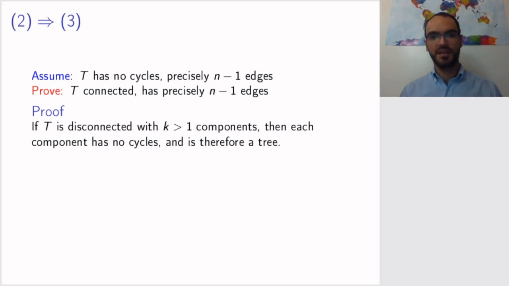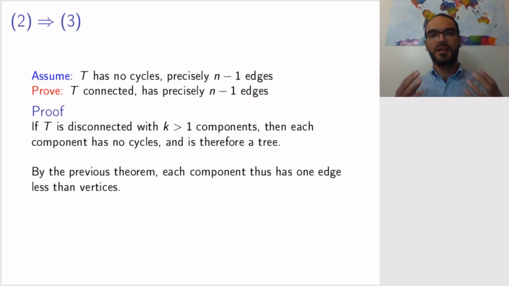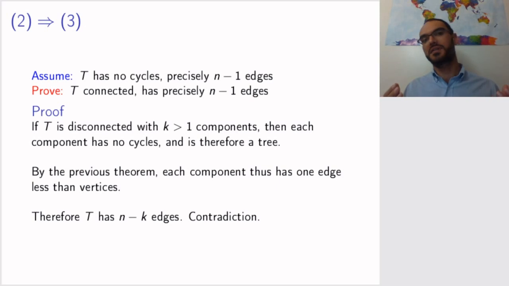If it is disconnected, it will have more than one component. Each component will have no cycles. So since now we have connected components, each component has no cycles, each component is a tree. Our graph is a forest. Since each component is a tree, the number of edges in each component is the number of vertices in that component minus 1. So we have an edge deficit of 1 in each component, meaning that in k components we will have a total edge deficit of k. Each component is missing 1 edge compared to the number of vertices, so k components will be missing k edges.